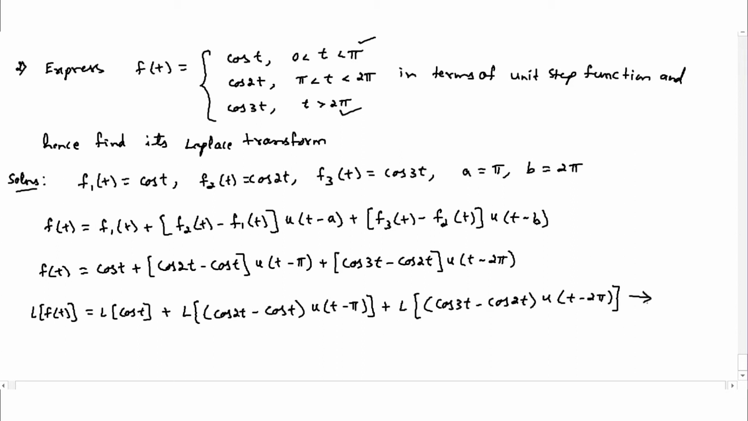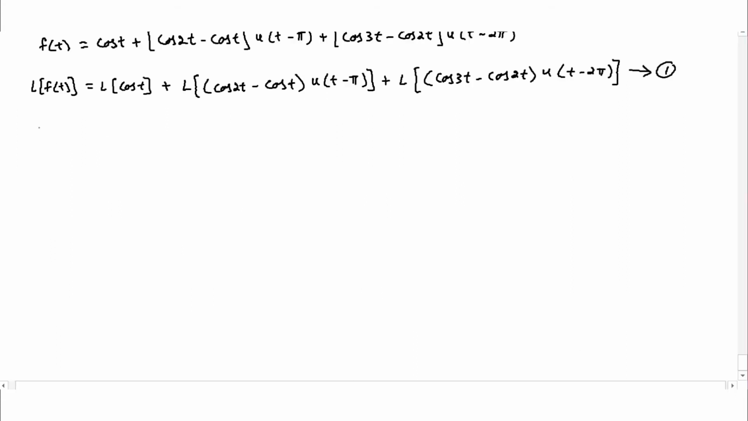So we need to find out its Laplace transform. Let us take this as equation number 1. First, let me find the Laplace transform of the first term, the Laplace transform of cos t. So for cos at, we know its formula is s by s square plus a square. Here the coefficient of t is 1, so plus 1 square. So you'll be getting s by s square plus 1.